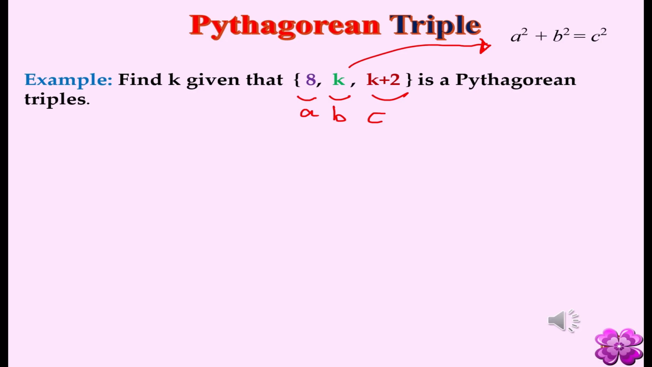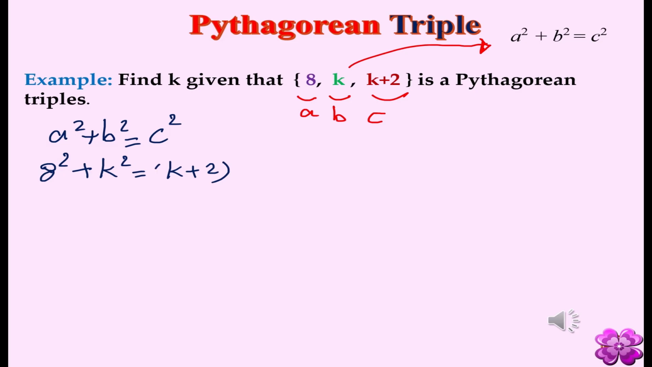So a squared plus b squared equals c squared. A here is 8, so 8 squared plus B is k, k to the 2, is equal to C. C is k plus 2. You need to raise it to the 2. Okay, 8 to the 2 would be 64. K to the 2 is k squared.